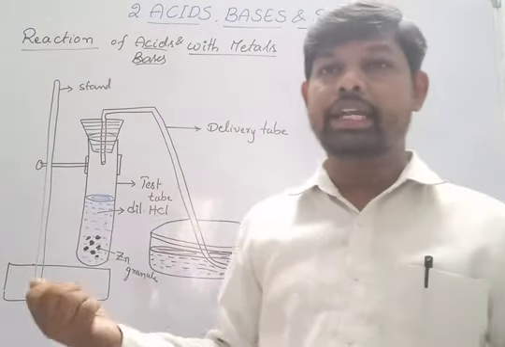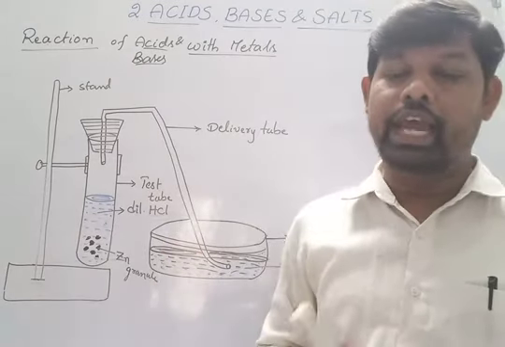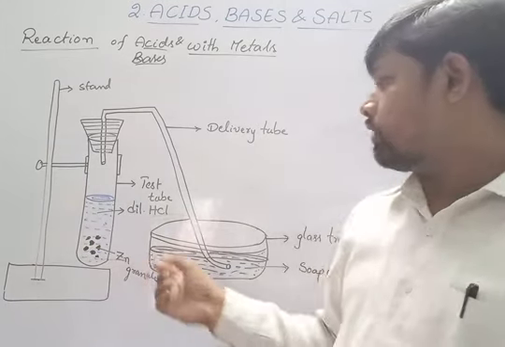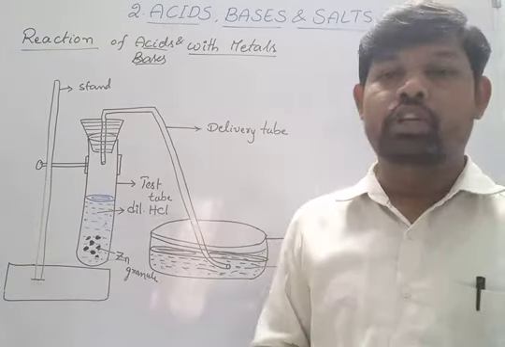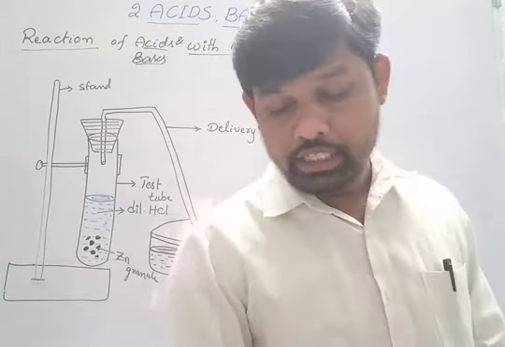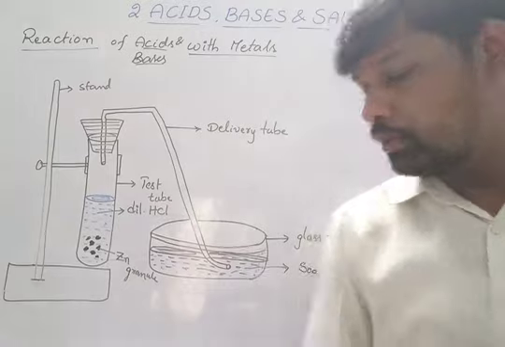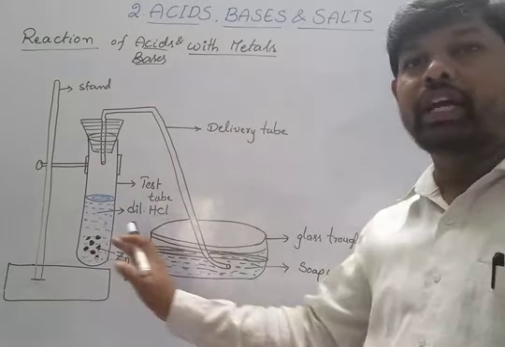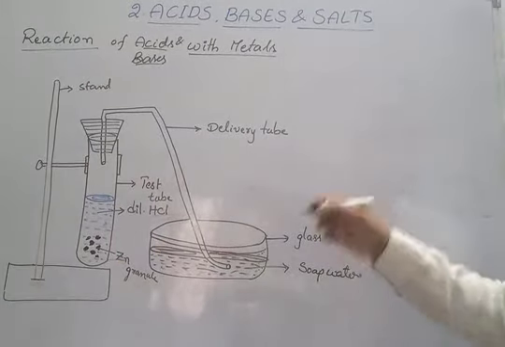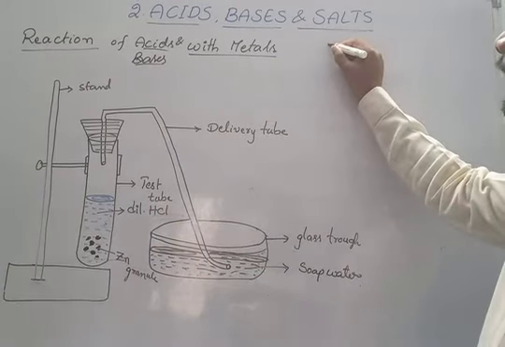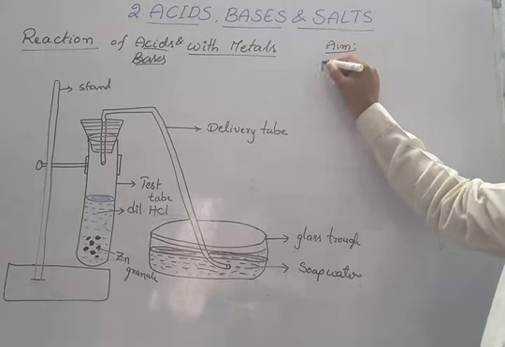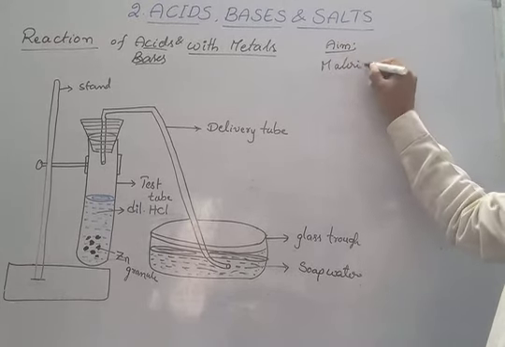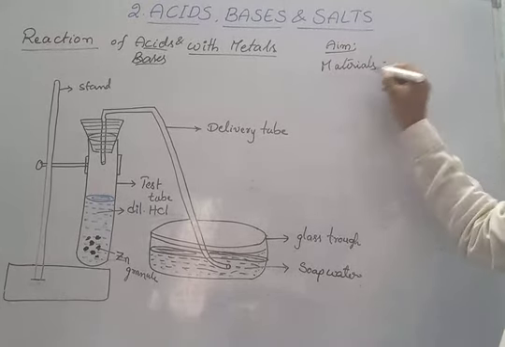Now we have a candle also. That candle will be used when you try to test the gas. So now after writing the materials, we have to see the procedure. As shown in the figure, we have to arrange all this material. This is a lab activity. You have to write the aim and materials. We already discussed the materials, so I will not write them here.